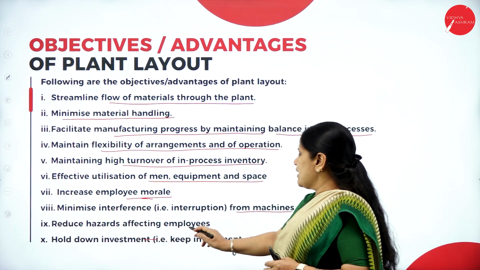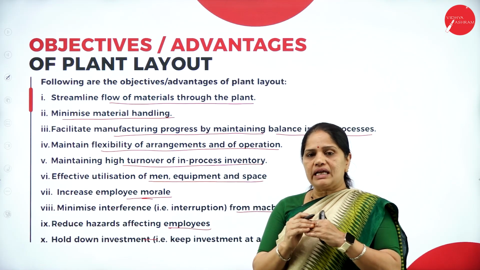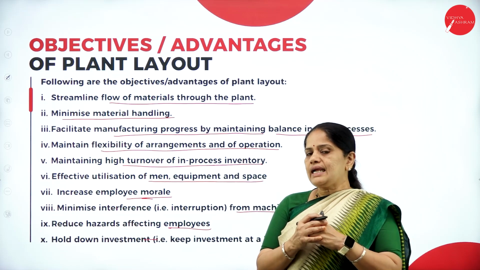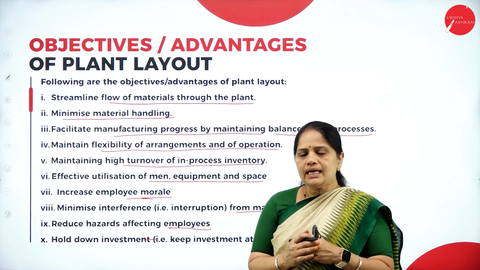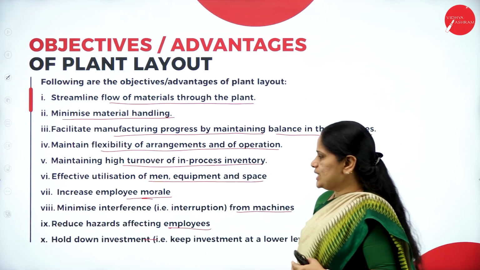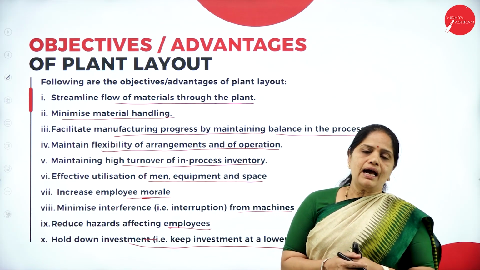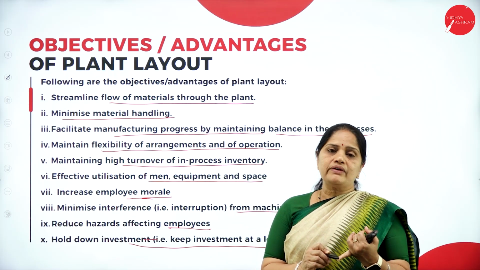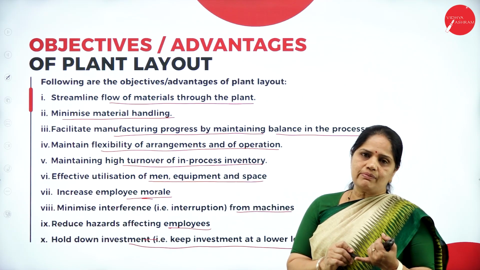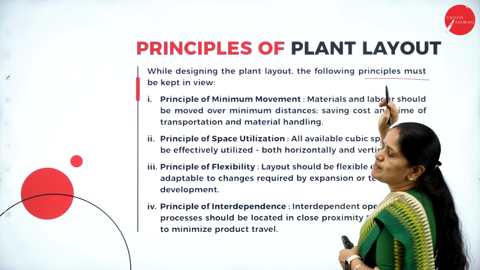Then reduce hazards affecting the employees. So reduce hazards means try to see that the employees are not in danger. So whenever the employees are working with the machines, they may face some dangers. So try to see that the employees are protected properly. So they are provided with protective gears, in order to see that they don't get hurt when they are operating the machines. Then hold down investment, keep investment at a lower level in the equipment. So when we are planning for the plant layout, one of the highest investments will be in the machinery. So we should try to use machinery in such a way that there will be a low investment in the equipment.